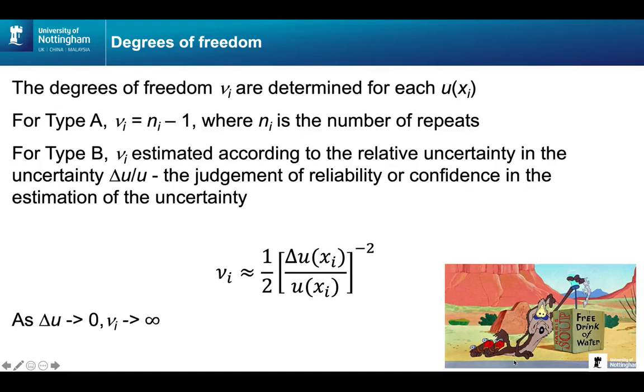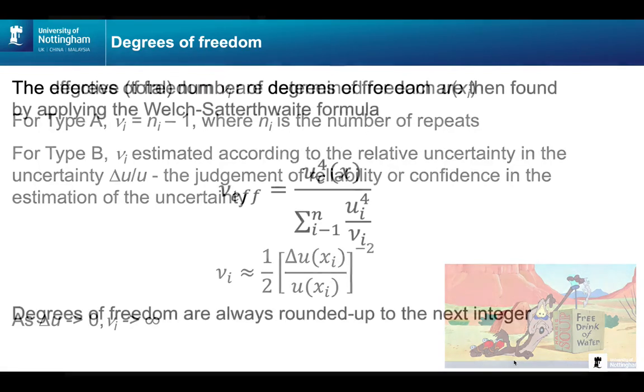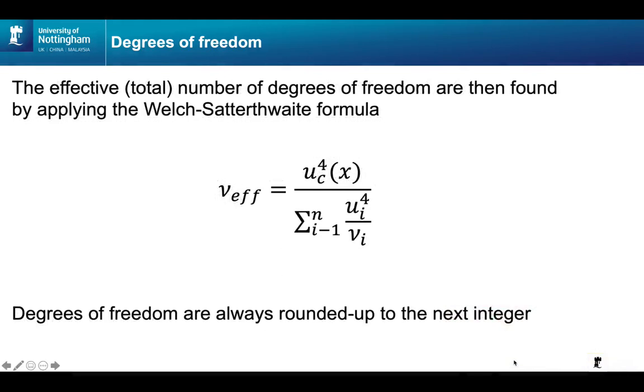Then notice as delta U goes to 0, the degrees of freedom go to infinity. In other words, in many cases, when we're talking about type B uncertainty estimations, we would typically model them with an infinite number of degrees of freedom.